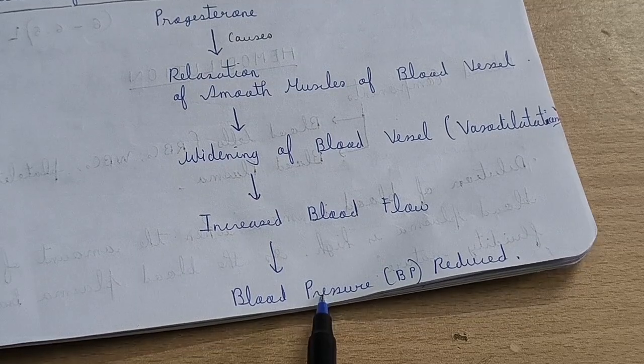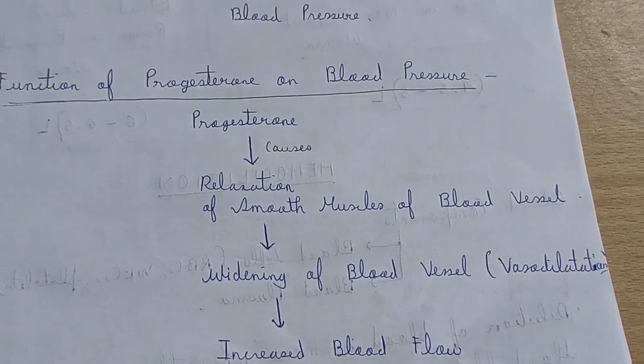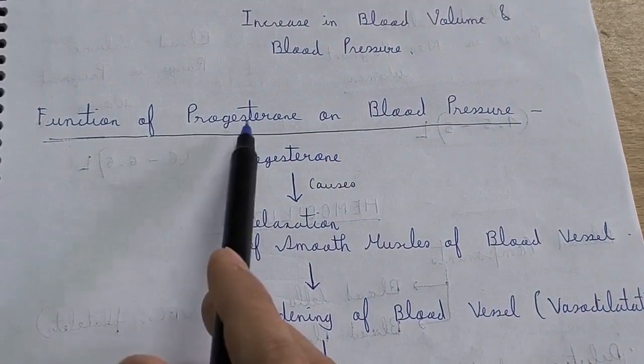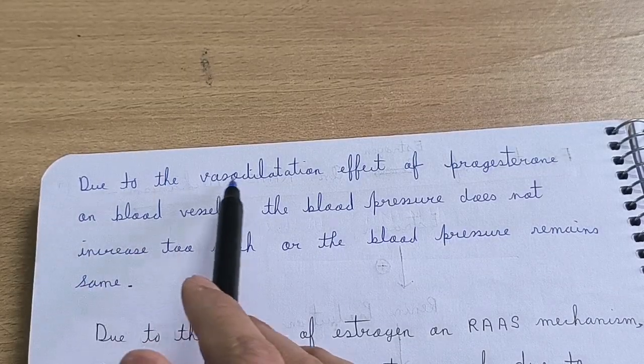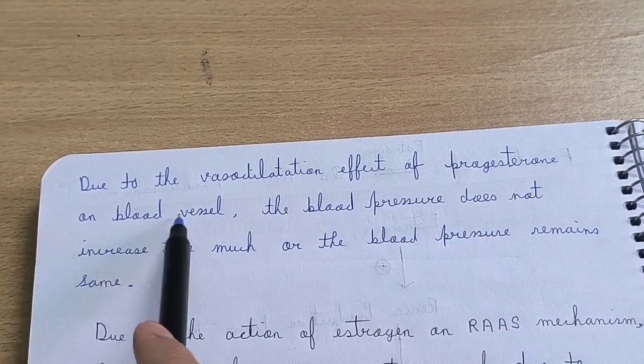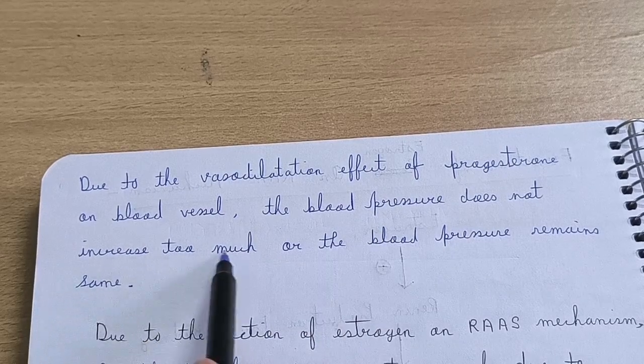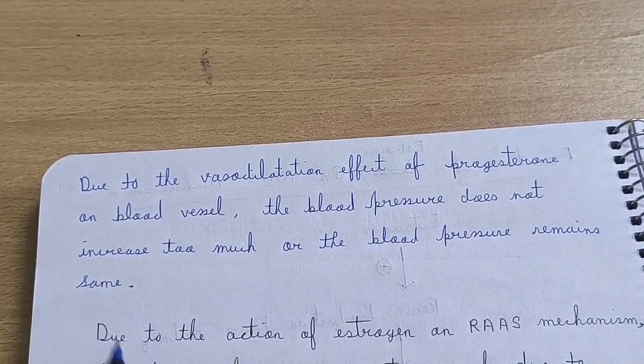So therefore the blood pressure is reduced. This is the main reason why progesterone decreases blood pressure. Due to the vasodilation effect of progesterone on blood vessels, the blood pressure does not increase too much, or the blood pressure remains the same.